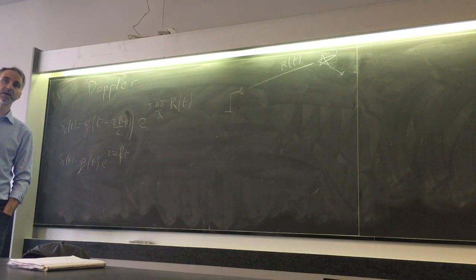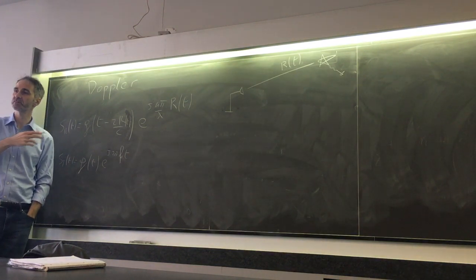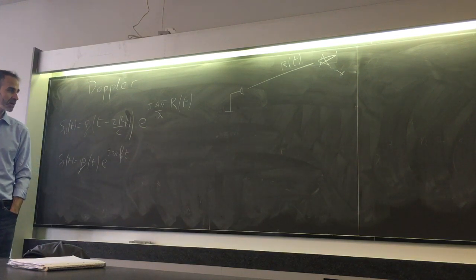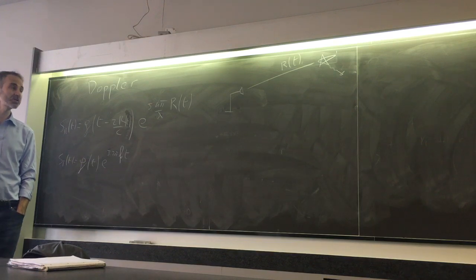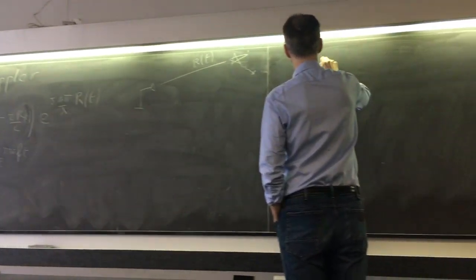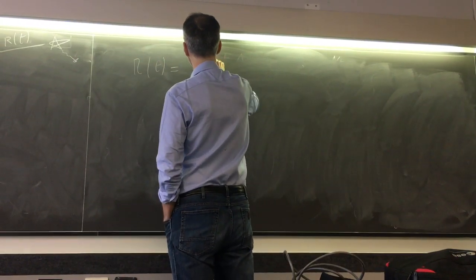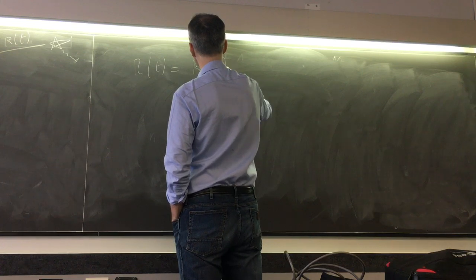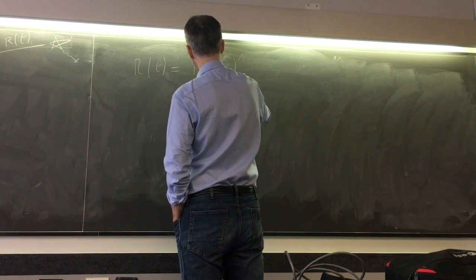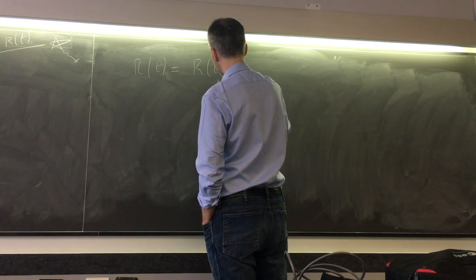The first clever thing to do is to approximate. Is that okay? Is that fine? Okay. So the first thing to do is to approximate the distance. So I write r of t is equal to r of, let's say, 0, the distance at time 0. By time 0, I mean, for example, the transmission time.